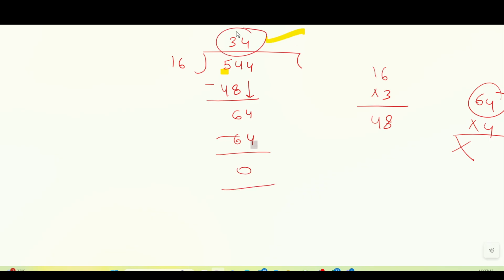34 is our answer. Okay, suppose there is some big number, then you will multiply 16 by some big number. Here 54 was not that big, that's why I started with 3. So even if you don't remember the times table, you can use this method. At least one or two or a few questions would be from long division. So make sure you prepare long division properly.